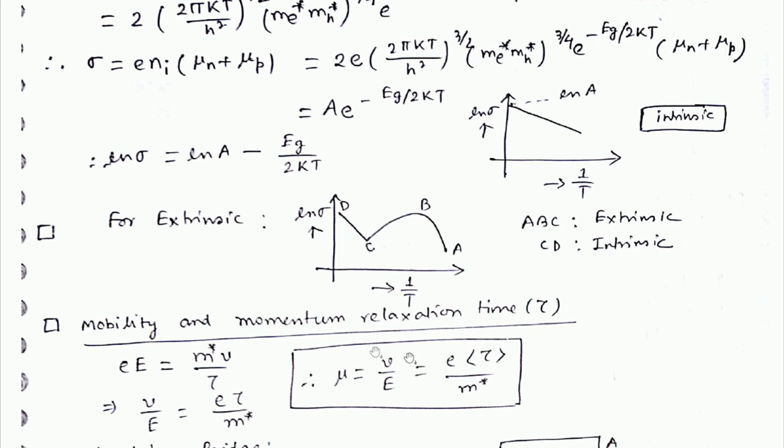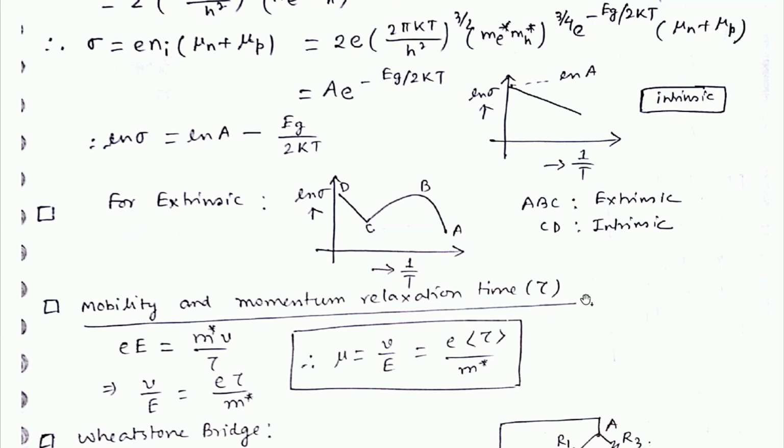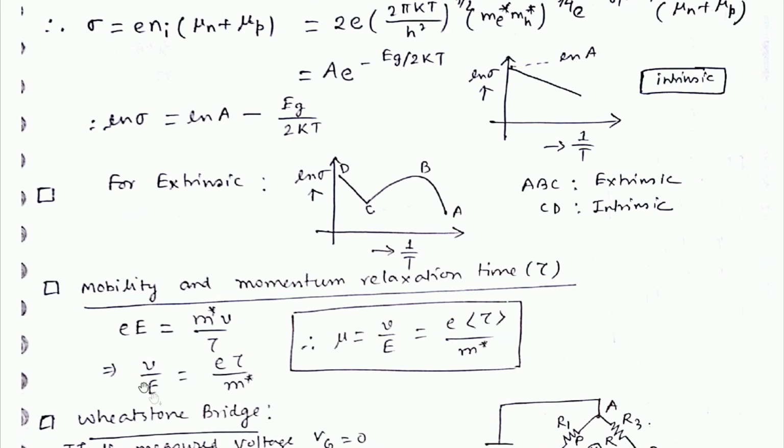Mobility and momentum relaxation time tau. eE equals m star v by tau, where E is the electric field. Mu equals v by E equals e tau by m star.